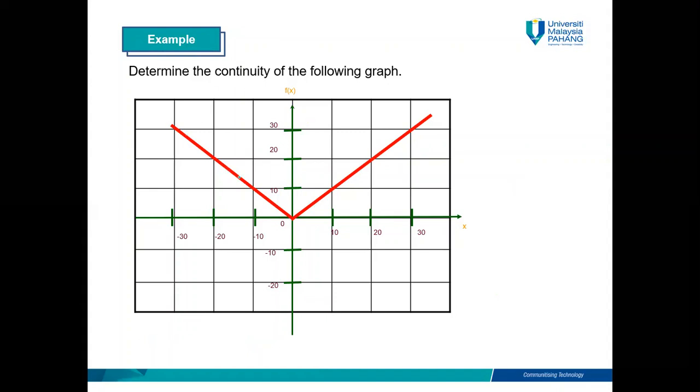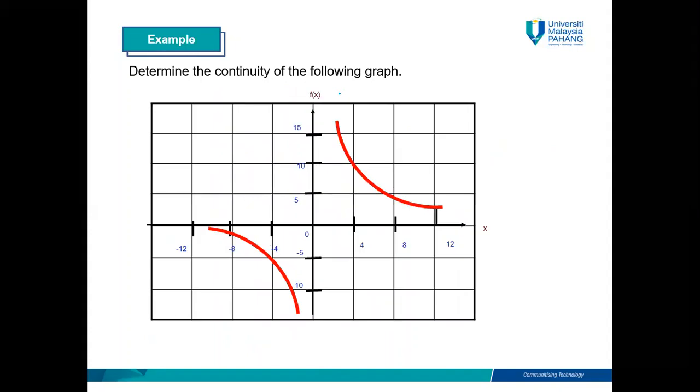If you look, continuous or not? This one is continuous. If you look here, it is continuous because there is no need to lift the pen. This is general. How about this one? How about this graph? Continuous or discontinuous? Obviously, it is discontinuous because to go from here to here you have to lift the pen.